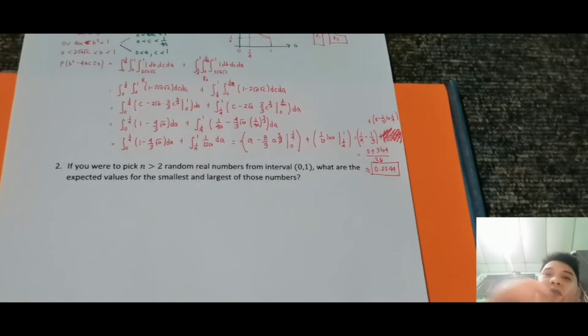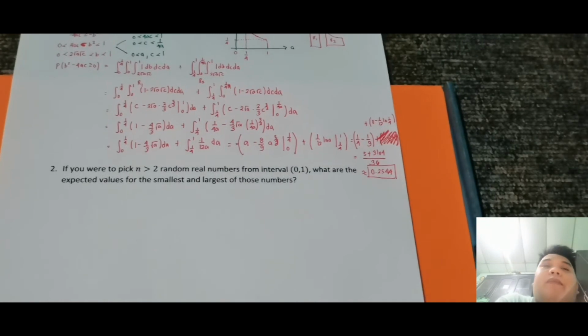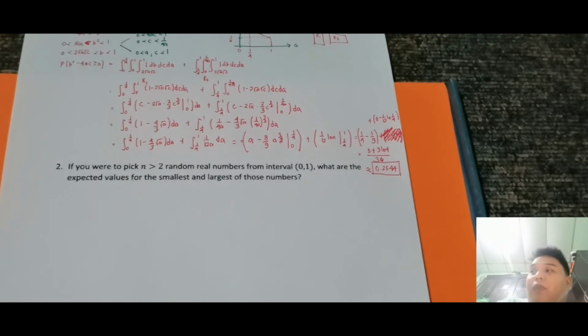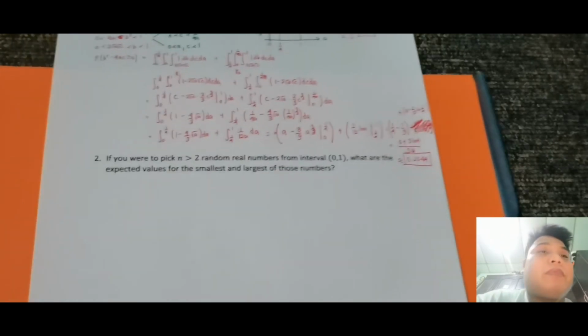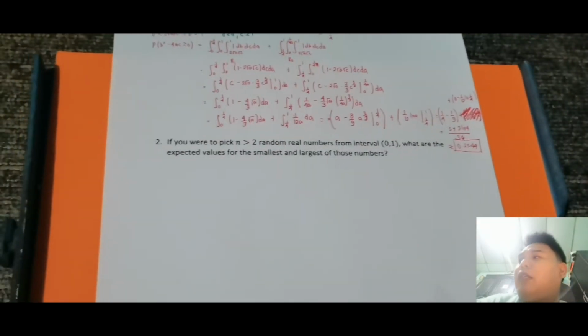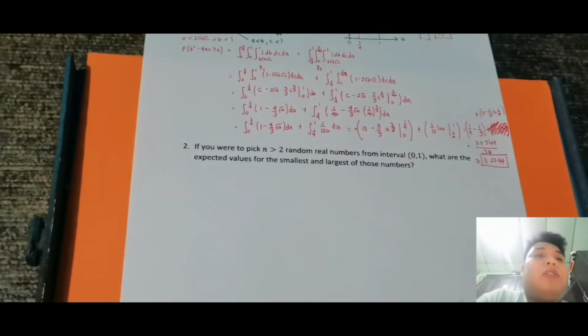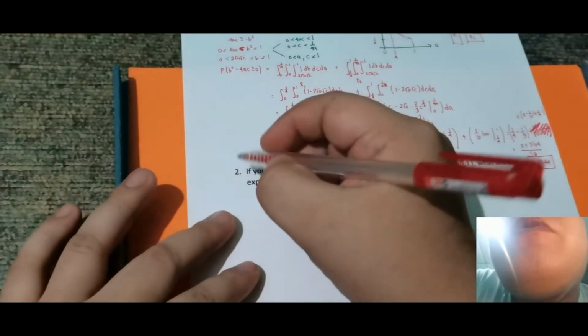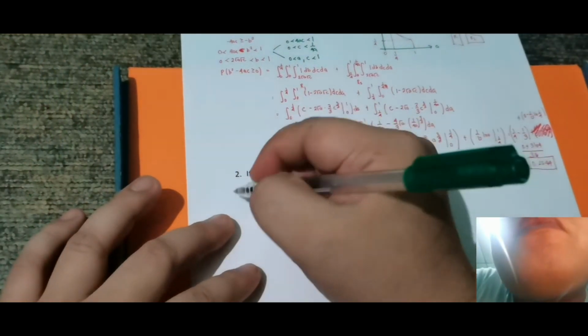So yung number na yun, n greater than 2, kunyari 3 real numbers over 0, 1, so kunyari 1/2, 1/3, 1/5. Kunyari n is equal to 4, n is equal to 5. So yun yung sinasabi niya. And what are the expected values for the smallest and largest of those? Okay, so since expected value, let muna tayo dito. Since alam ko na randomly selected siya.